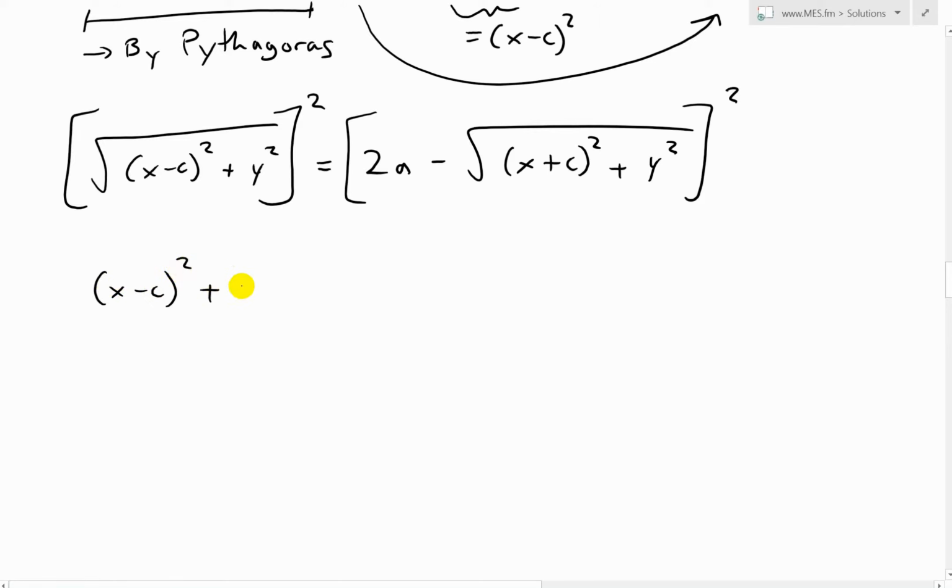And now we can start simplifying what we can, which is this y squared can cancel with that right there, and then we can expand this one, FOIL that out.